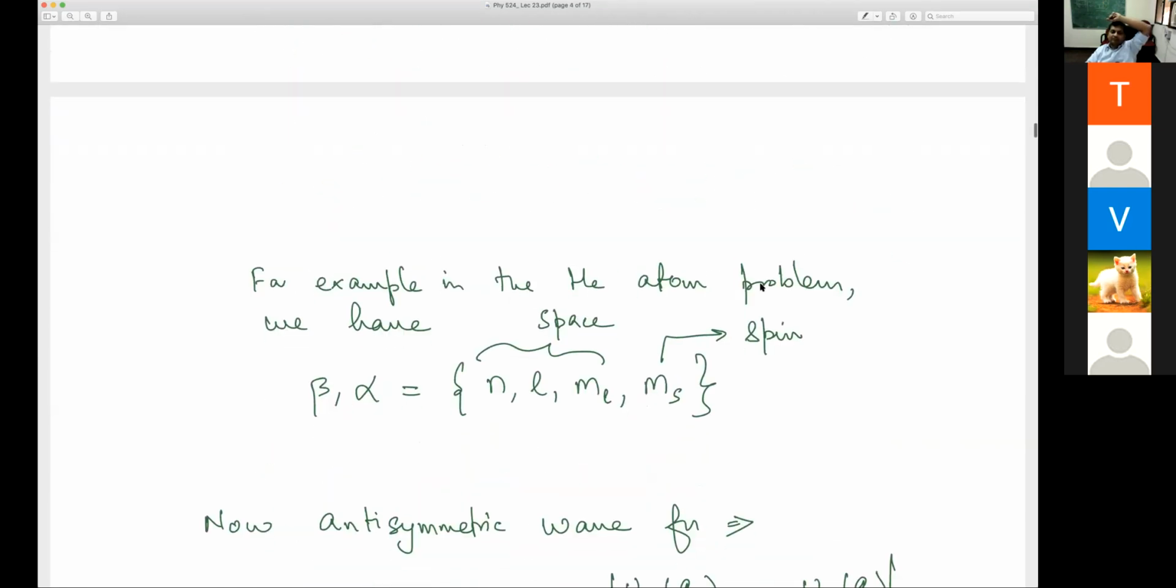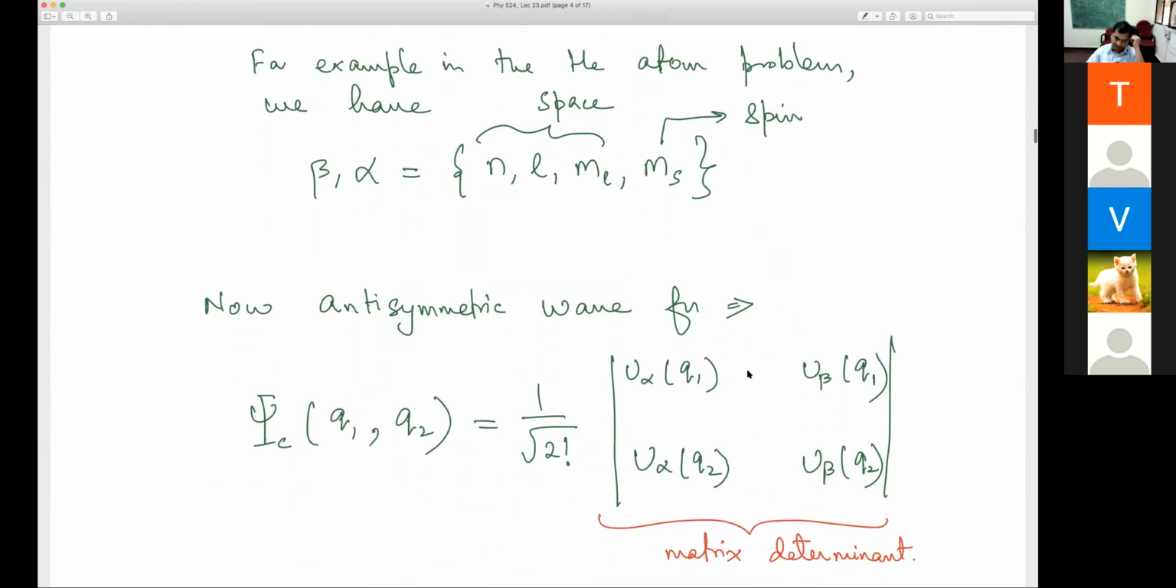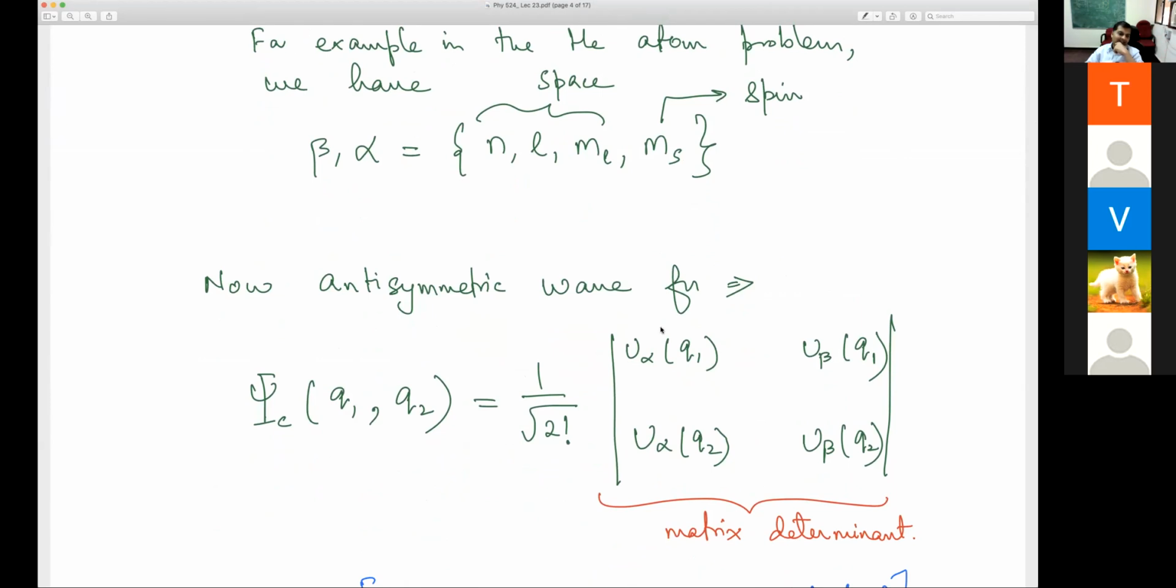And then for the case of the helium atom problem, we found that, in terms of single particle energy levels, the radial part, the space part, is described by n, l, and m_l, right? And the spin part is described by the m_s eigenvalue. So the alpha, beta numbers will have this set: n, l, m_l, and m_s. Okay. And then here's the claim.